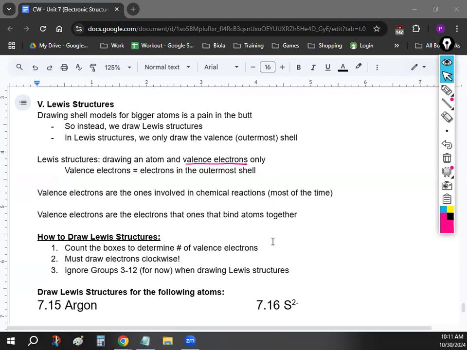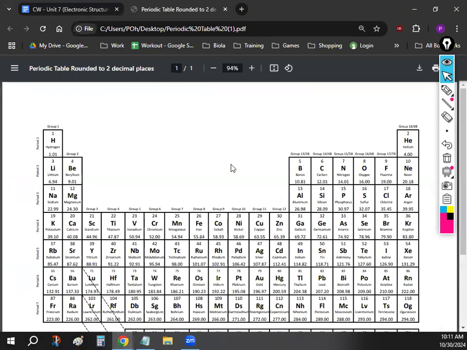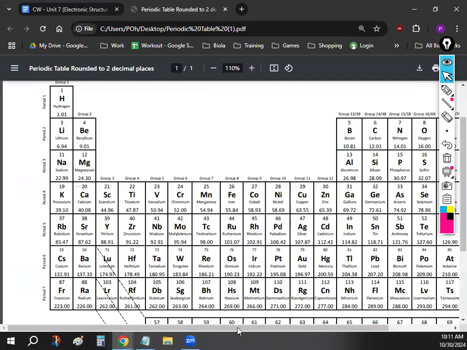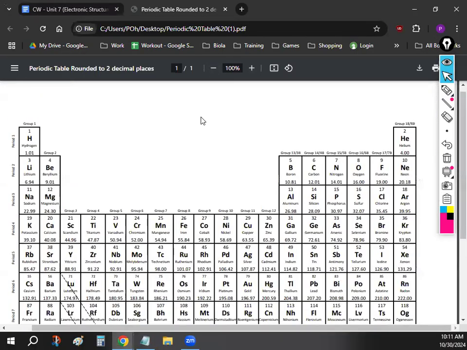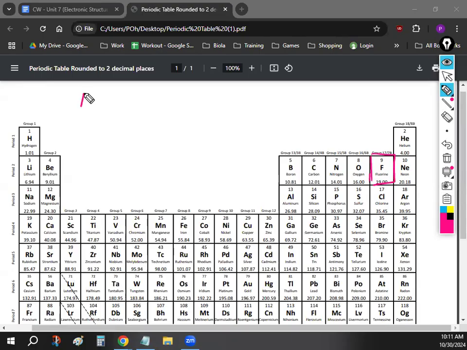All you really have to do is count the boxes in that row, okay? So let me talk about what that looks like. If we pull up our periodic table, we'll do one quick example. Let's say that we are drawing the Lewis structure for, I don't know, fluorine. If we're drawing the Lewis structure for fluorine, I know that it has 2 shells and a total of 9 electrons, right?